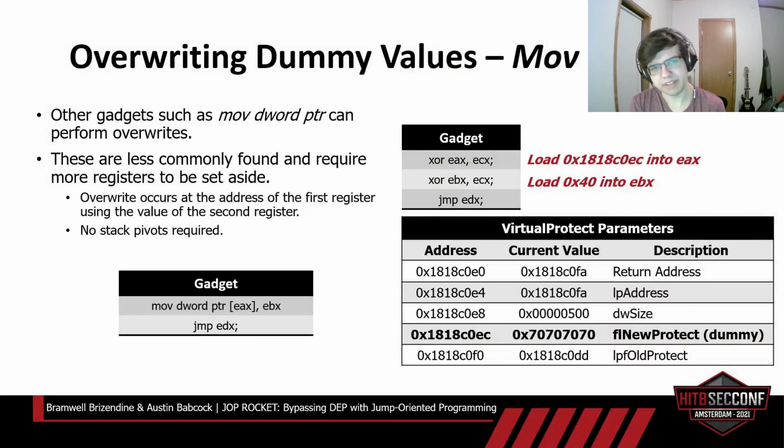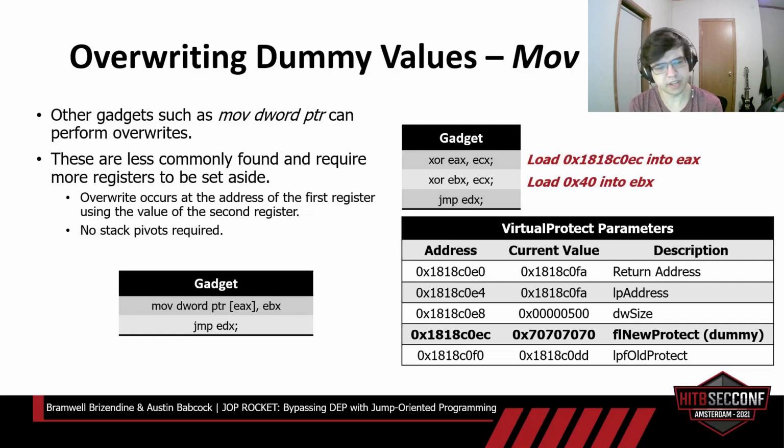So, moving on from push, we have another way to overwrite dummy values, which is with the move dword pointer gadget. These are less commonly found, and we can also use different types of gadgets. Move dword pointer is one, but we can also use things like add dword pointer or subtract or things like that as well. But move is a pretty good one to demonstrate here. We are going to have to use 2 registers to set aside for this gadget, which might be a bit of a problem with JOP sometimes because we have 2 already set aside for our control flow.